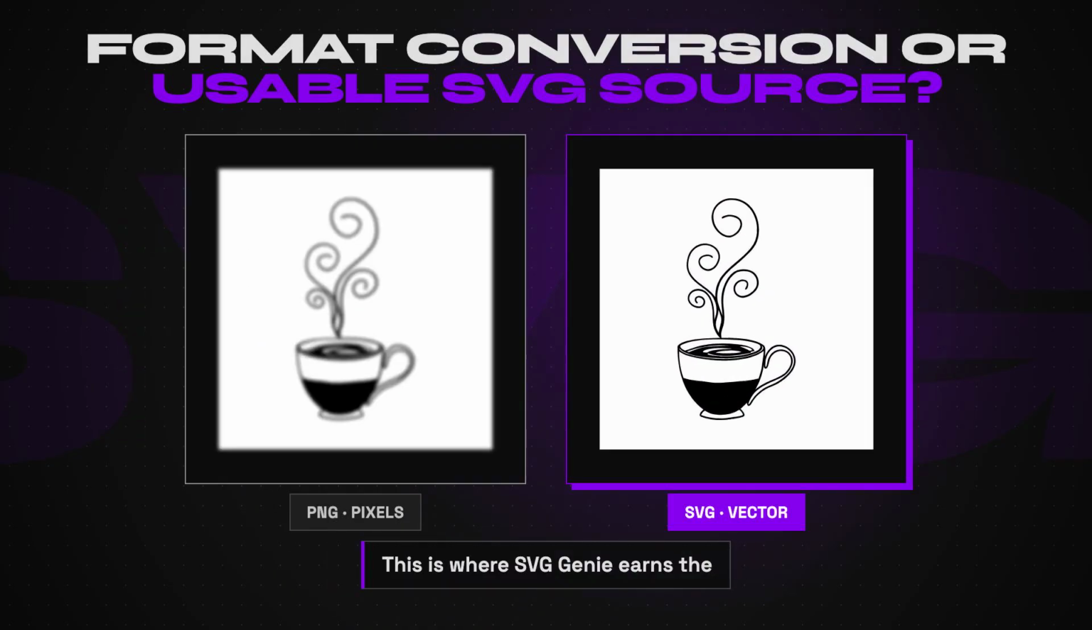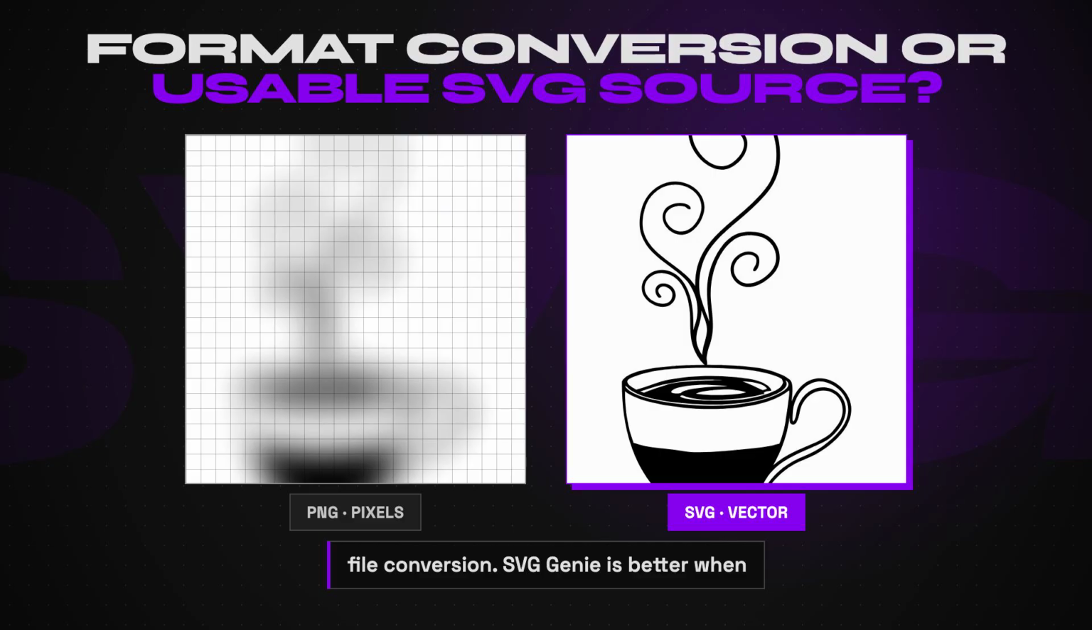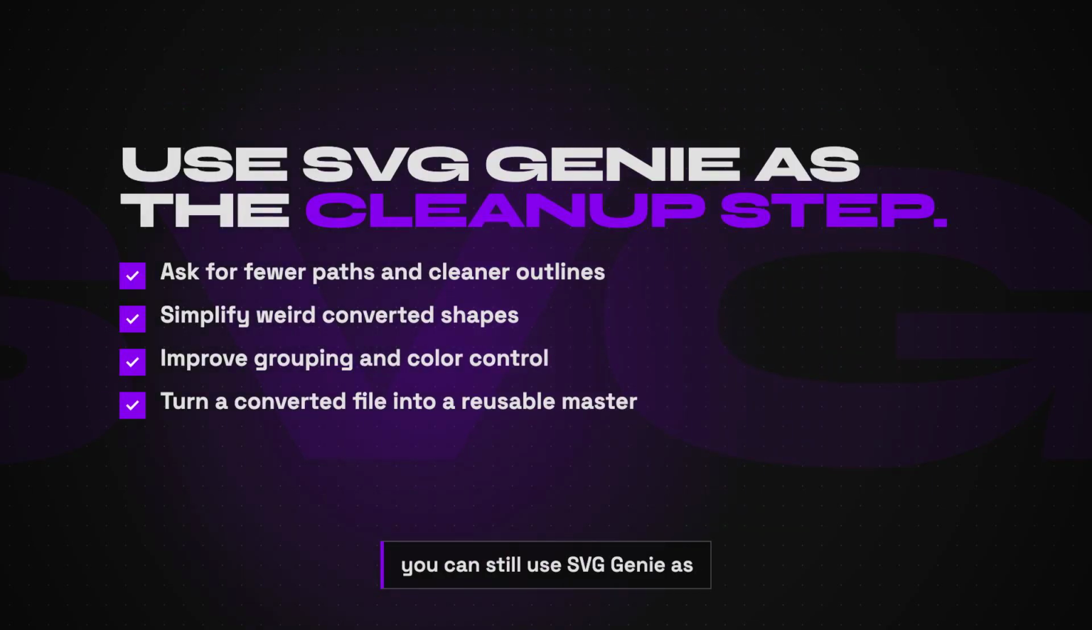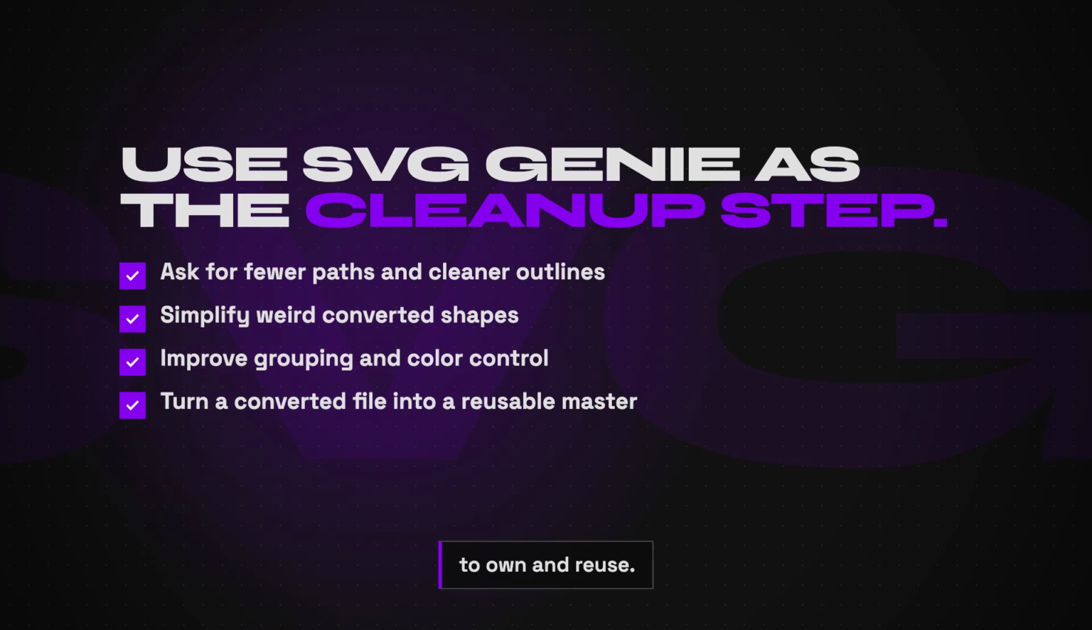This is where SVG Genie earns the click. Adobe Express is useful for quick file conversion. SVG Genie is better when the final file needs to become part of a real workflow, brand kits, product UI, web graphics, stickers, signs, cut files, and source code. If you already have a converted SVG, you can still use SVG Genie as the cleanup step. Describe what is wrong with the old result, ask for fewer paths, cleaner outlines, stronger grouping, simpler colors, and a sharper version that is easier to own and reuse.